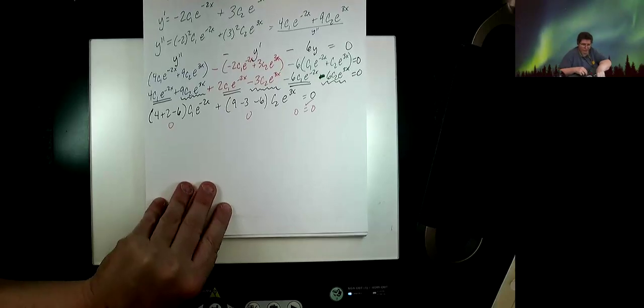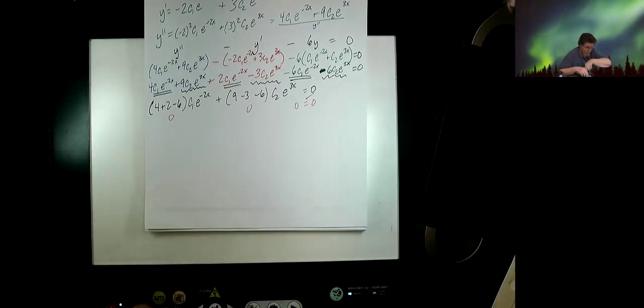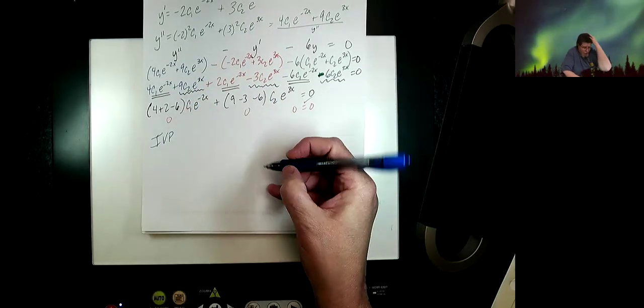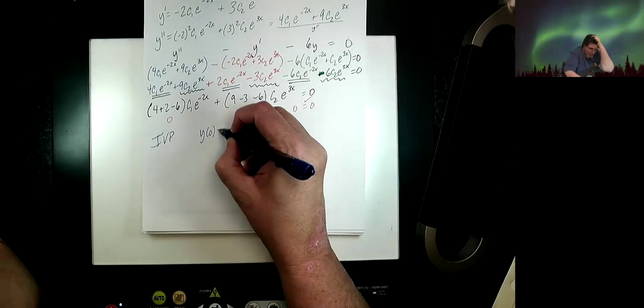You're right. I was about to turn the page. I haven't done the IVP part yet. Thank you. All right, IVP part. So we had two conditions. We had y of 0 equals 1, and we had y prime of 0 equals 8.